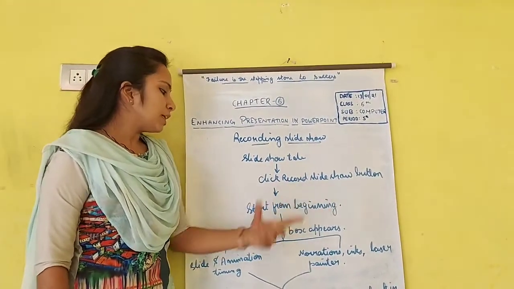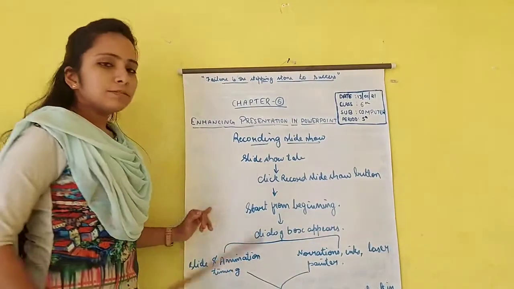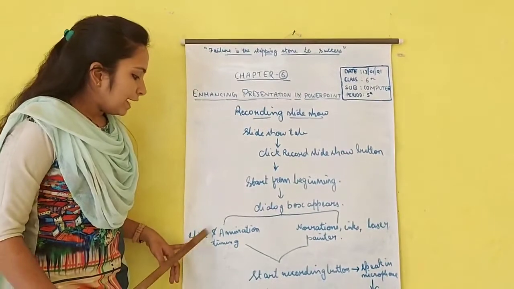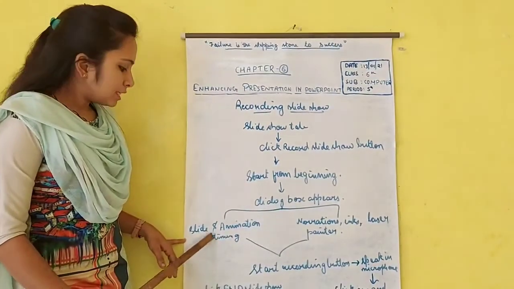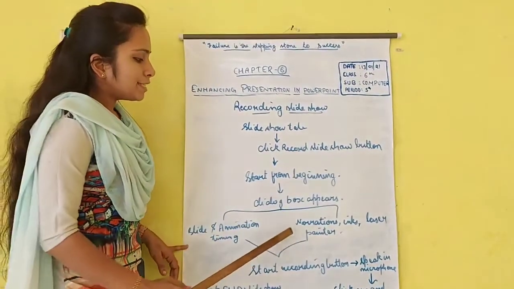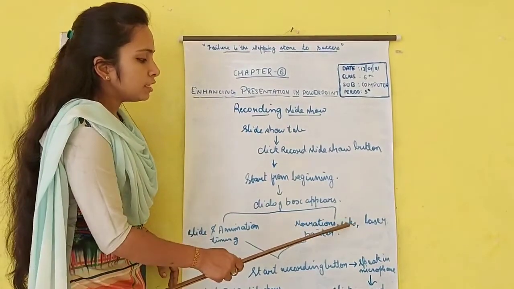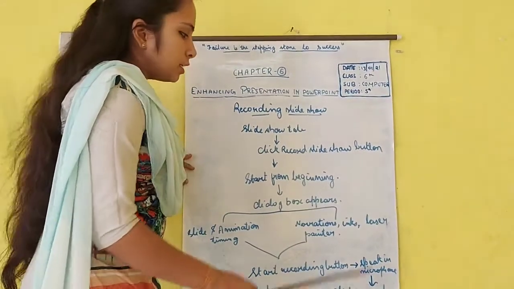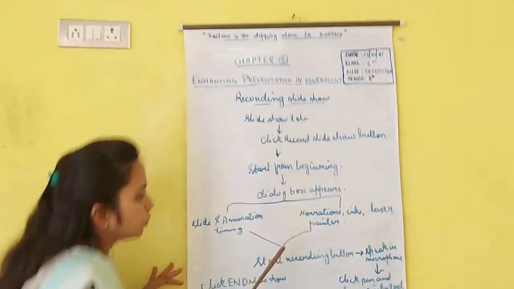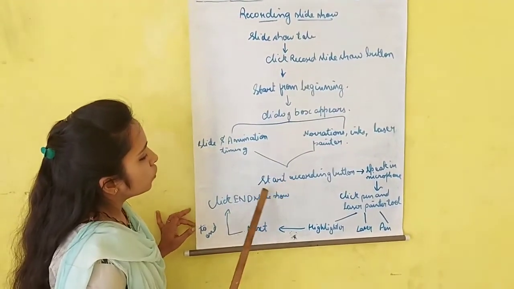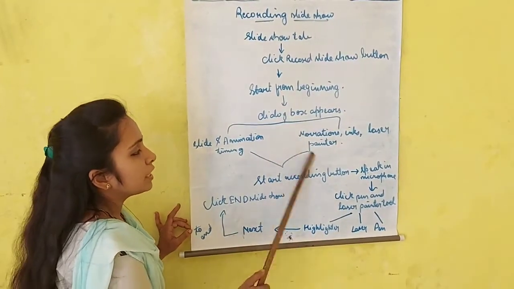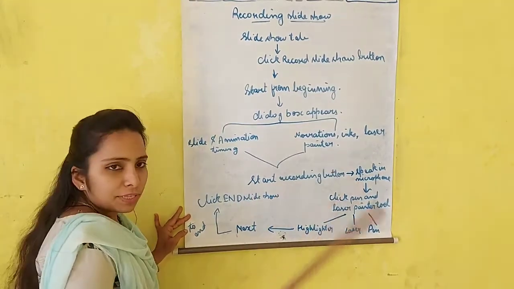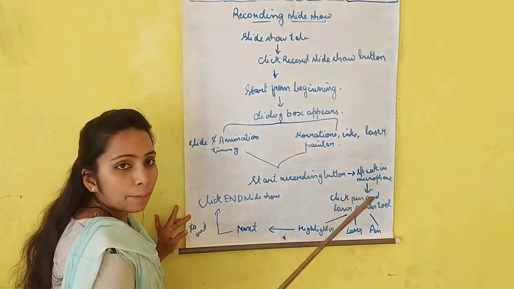Clear? Start from beginning. Then a dialog box will appear which will show you two options: slide animation timing, and second, narration, inks and laser pointer. These two will be shown to you. After clicking on both, you will go for the start recording button. Then it will start. Then you can speak in the microphone.